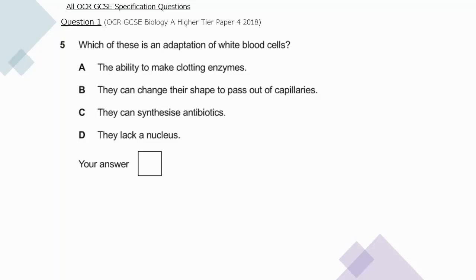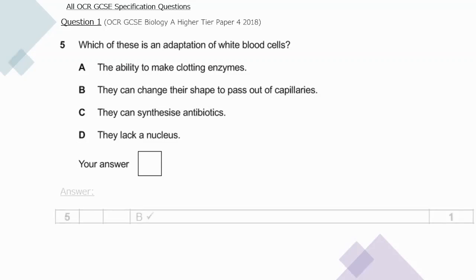So we of course know that this is B, because white blood cells are able to get out of the capillaries in order to enter the tissues and cells that are being invaded by pathogens. So therefore our answer is B.